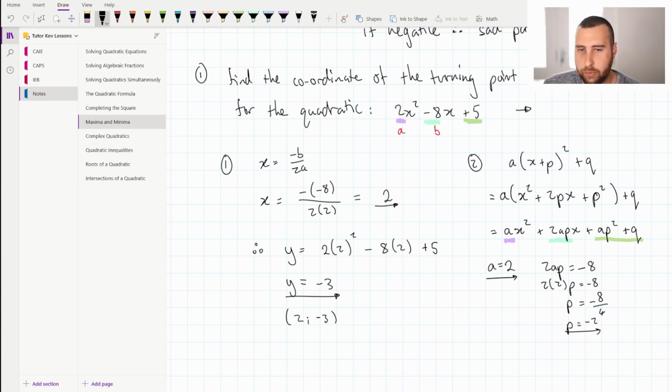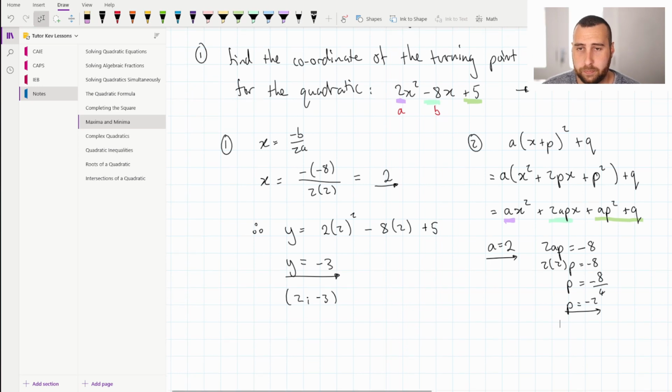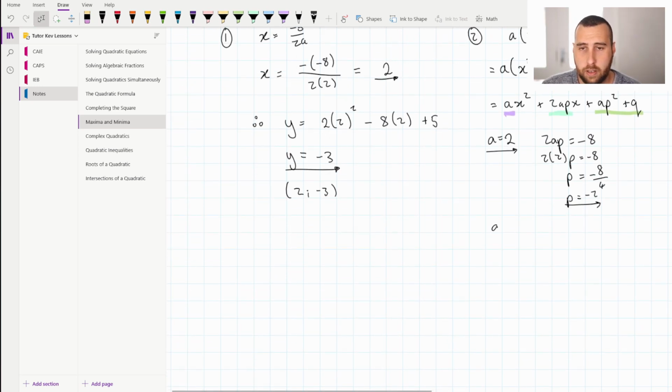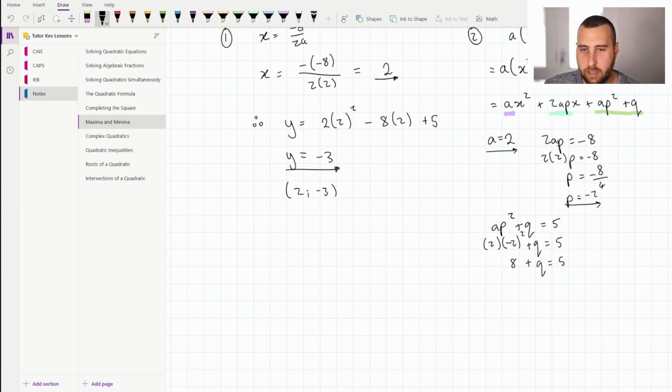And then lastly, we've got ap^2 + q equal to 5. We know what a is equal to, 2. p is equal to minus 2, squared, plus q equals 5. And so this is going to give us a value of 8 + q = 5, leaving us with the value of q equal to minus 3. And so therefore my completed square form is 2(x - 2)^2 - 3.